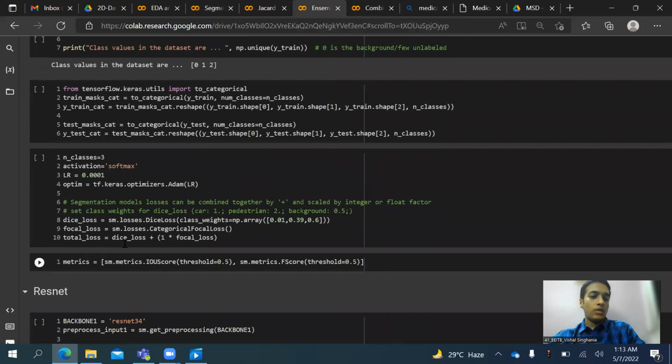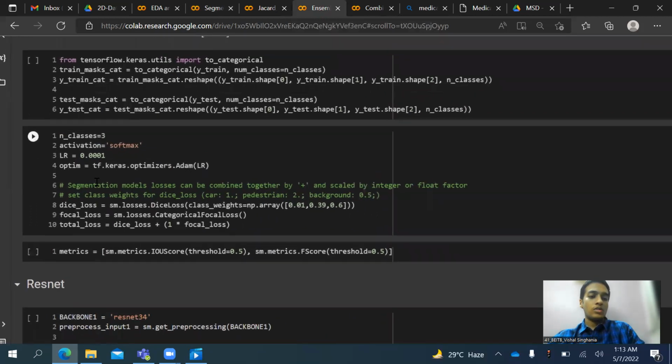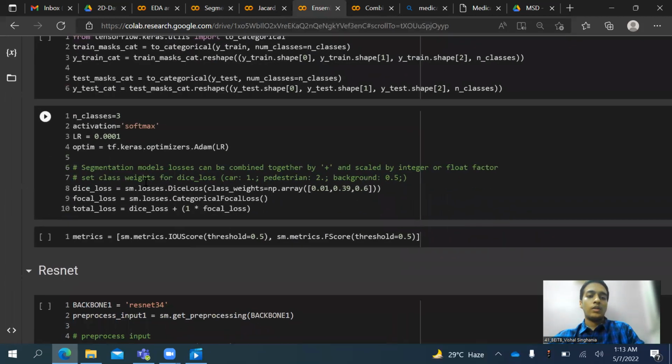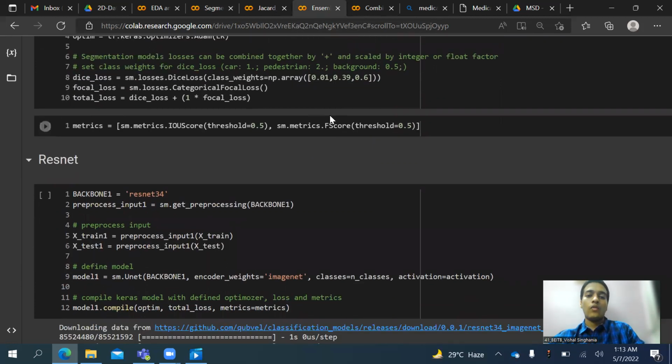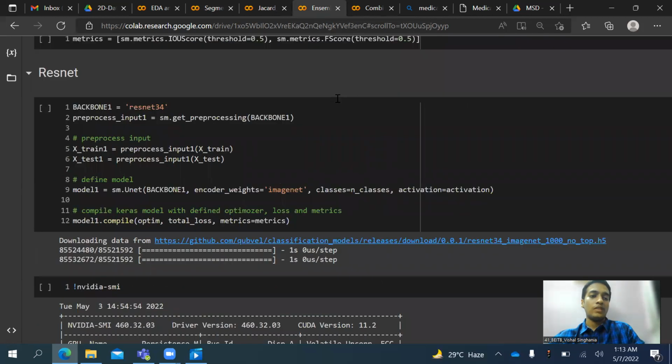So we're using different combinations of loss functions for this particular use case. The loss function used was a combination of dice loss and focal loss. In dice loss, we are passing the class weights as 0.01, 0.39, and 0.6 for the respective three classes: background, organ, and the tumor class.